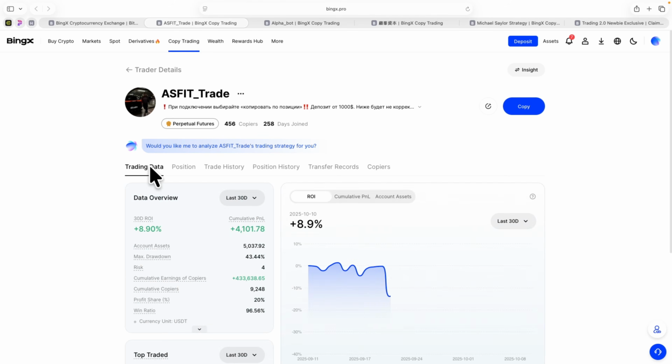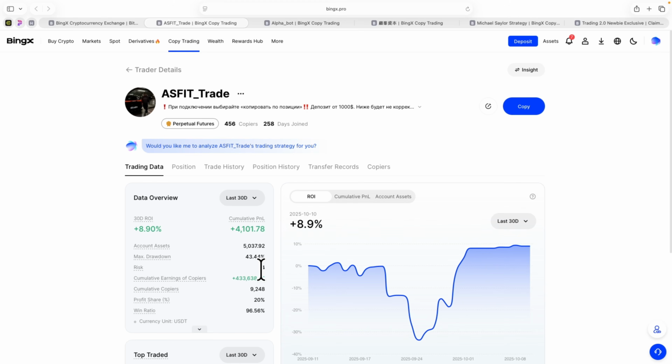Now, if you come back to where you have trading data, another thing you need to check out is this risk right here. That risk can range from 1 to 9, and the higher the number, the higher the risk that person is taking. So the lowest is 1 and the highest is 9. If it's 1, this person is a low risk trader, and if it's closer to 9, the person is a high risk trader. But this person right here is 4, which is still not bad.